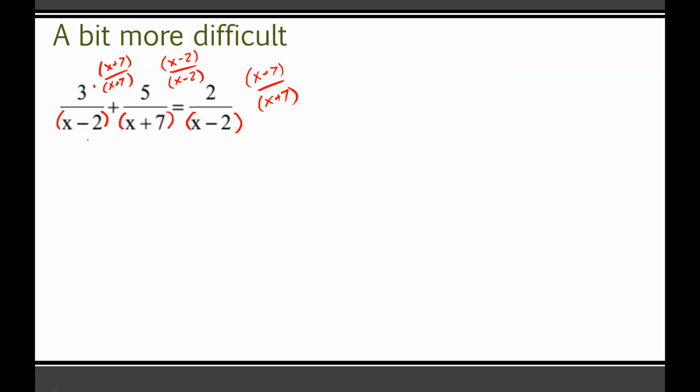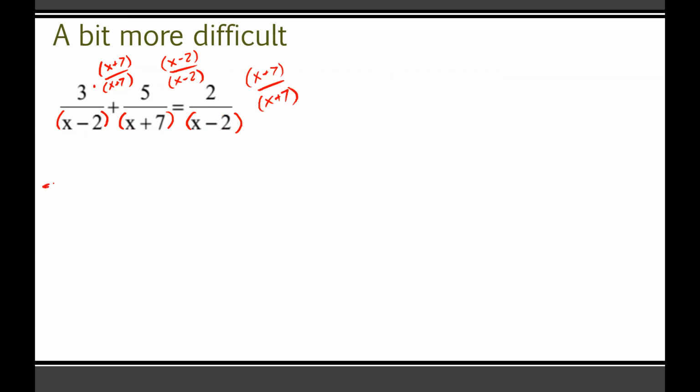The reason for that is that way this one on the far left is going to have an x plus 7 in the denominator as well to go with its x minus 2. The one in the middle will also have an x minus 2 and an x plus 7, and the one on the far right will have an x minus 2 and an x plus 7. So in other words, they'll all have the same denominator.